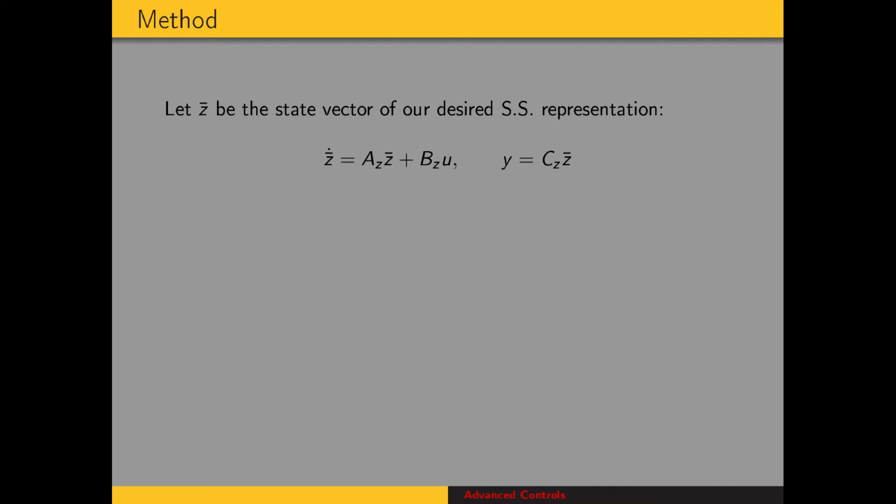We're going to say z bar is the state vector for the desired state space representation. So this is what we want to work in, maybe because the state variables are easier to measure than other representations. So here are the state equations. Here's the state space representation, and I put this up mainly just to show the new notation. We put a subscript on the matrices to indicate which state vector it corresponds to. So we've got z bar dot is A sub z times z bar plus B sub z times u, etc.